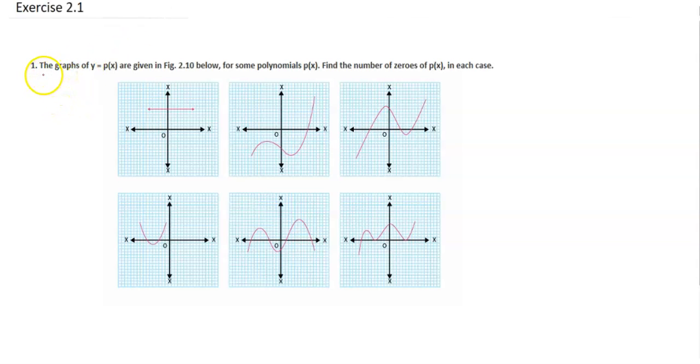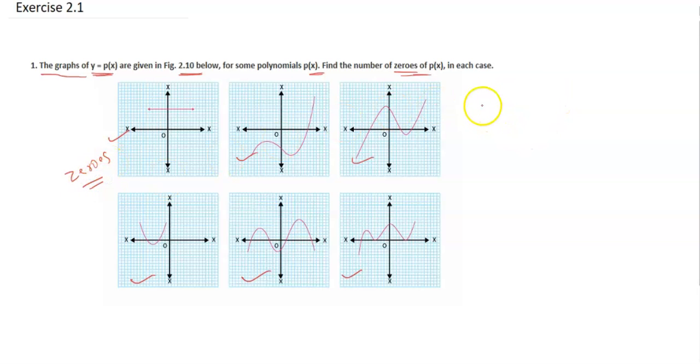Let's take this guy. In the following graph, y is equal to p of x are given in the figure 2.10 below. For some polynomial p of x, find the number of zeros of p of x. So here he has given 6 graphs. In all these 6 graphs we have to find out zeros.